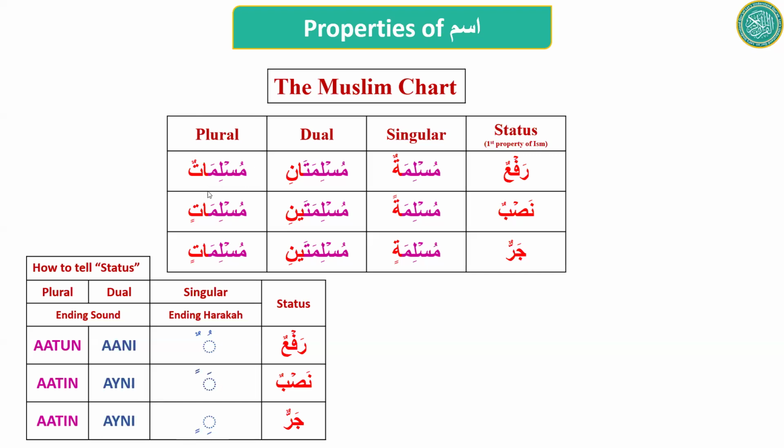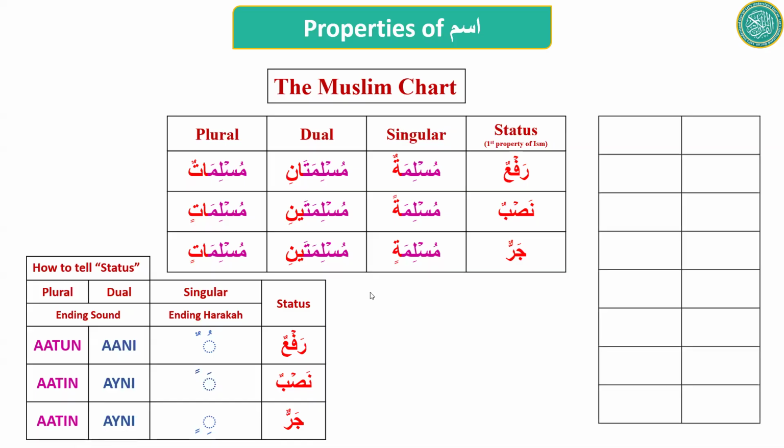The difference is in plural. In masculine it was una, ina, ina. We don't have una, ina, ina here. What we have is atun, atin, and atin. So if it is atun, it is Rafa. If it is atin, it is either Nasab or Jar. Very similar. Only plural is a little different because we don't have una, ina here. So let's do the same exercise.